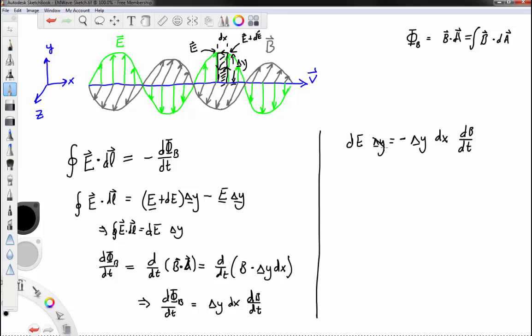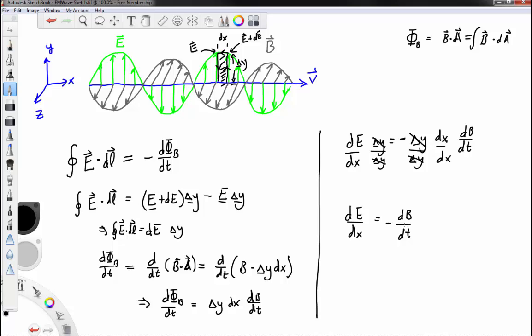Since we have a delta y on both sides, we can go ahead and divide both sides by a delta y and hence cancel that out. And then while we're at it, we should go ahead and divide both sides by a dx. And so what we end up with is dE by dx is equal to negative dB by dt. And you may be wondering, because in the equation it's a partial derivative, this one right here is not a partial derivative, it's an actual derivative, if you will, a plain old ordinary derivative.